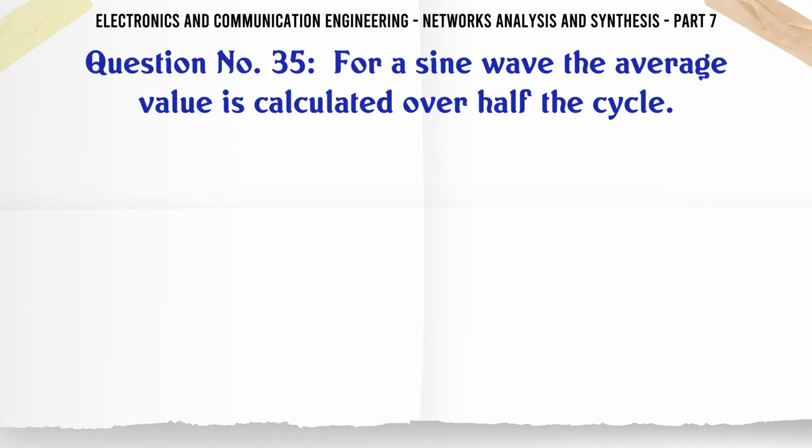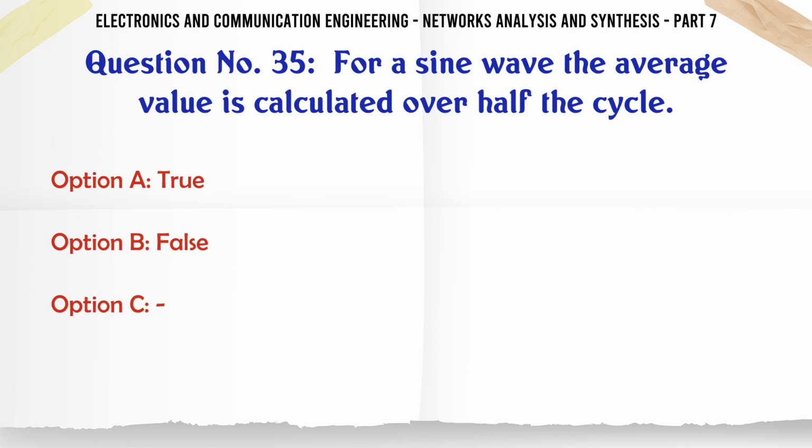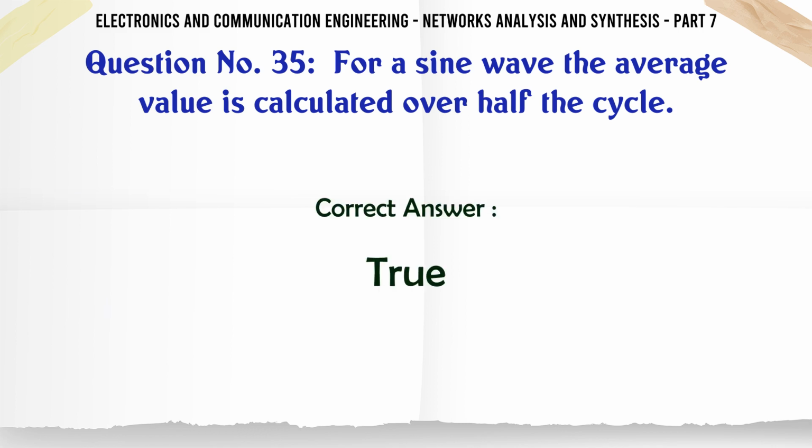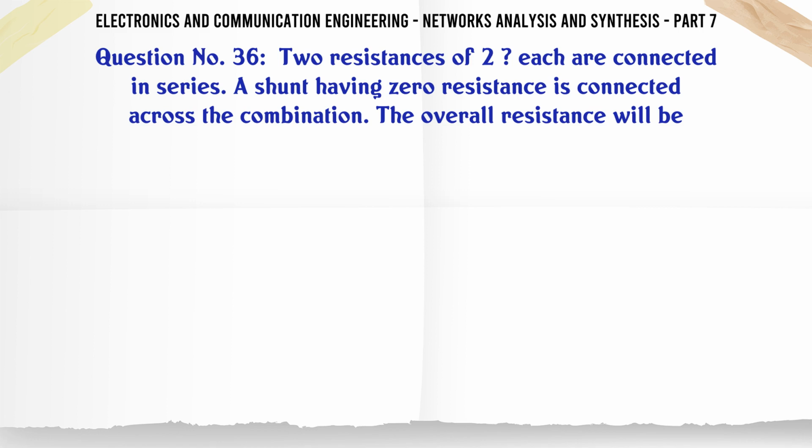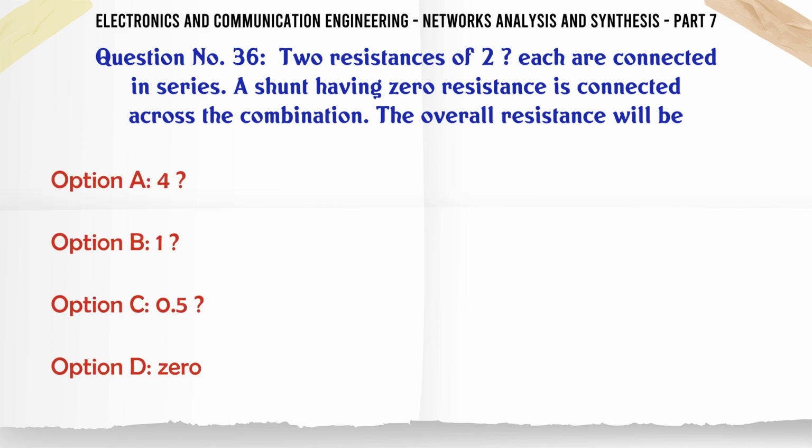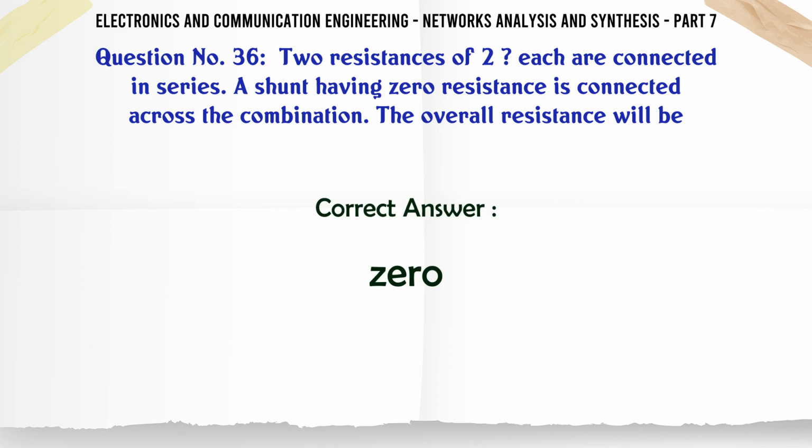For a sine wave, the average value is calculated over half the cycle. A true, B false, C, D. The correct answer is true. Two resistances of 2 ohm each are connected in series. A shunt having 0 resistance is connected across the combination. The overall resistance will be A 4, B 1, C 0.5, D 0. The correct answer is 0.